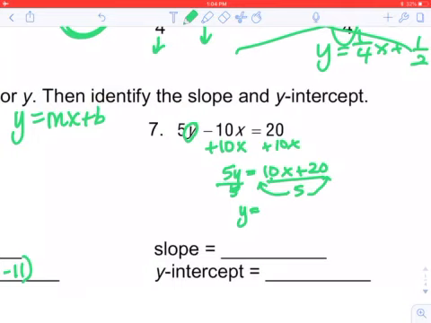So 10 divided by 5 is 2x. 20 divided by 5 is 4, and it's positive. So there is my slope and my y-intercept. Slope would be 2, y-intercept would be 0, 4.